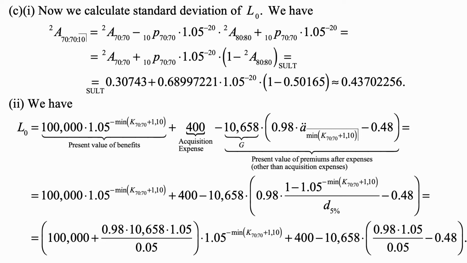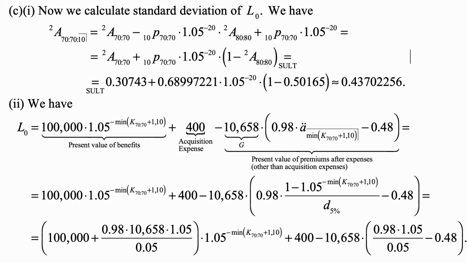So that's 2a 70:70 plus 10p 70:70 times 1.05 to the negative 20 times 1 minus 2a 80:80. And all of these numbers are in the table except for the probability, which we calculated. We plug it all in, we get the value of 0.4370226.